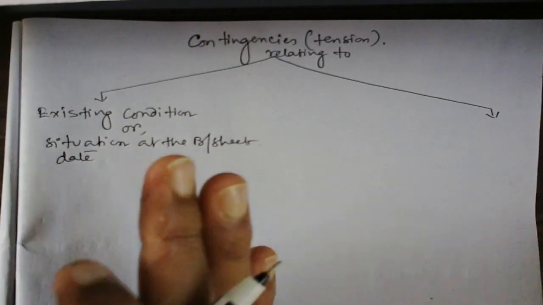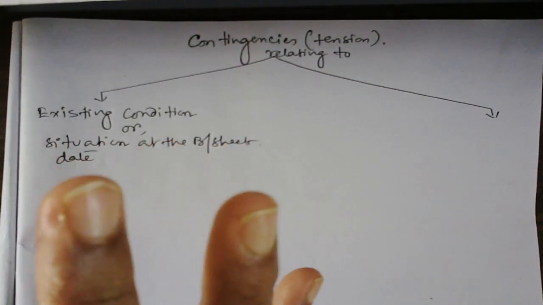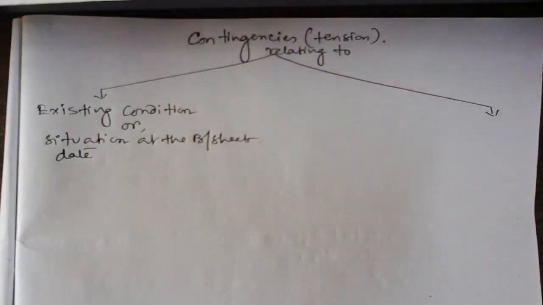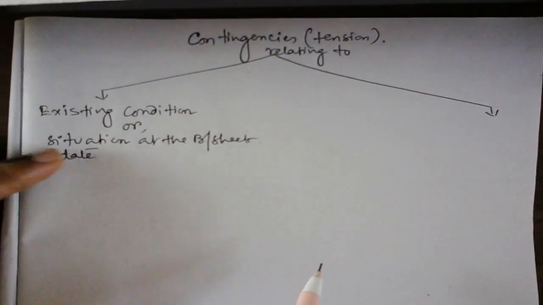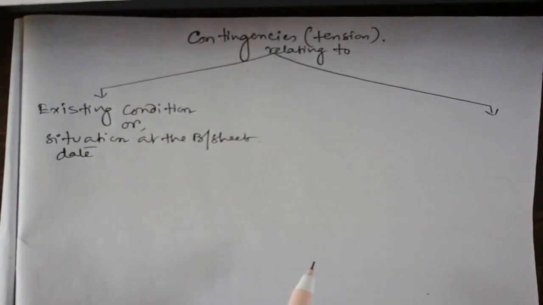Matlab 31st March ko wo condition exist kar raha tha. I am talking about the same thing again and again. The balance sheet date pe 31st March pe the event is actually existing. 31st March pe wo event exist kar raha tha.